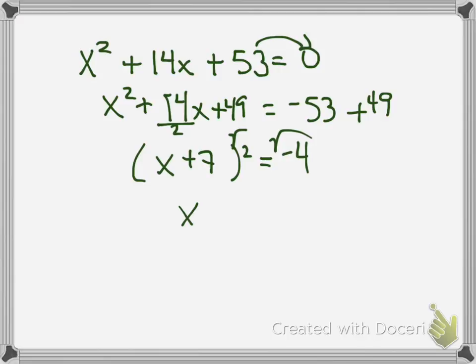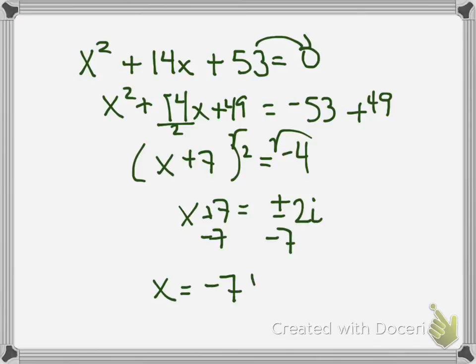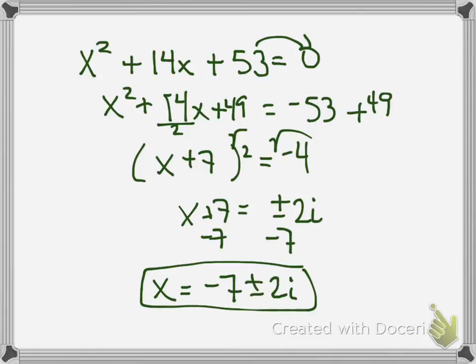Remember, when you take the square root of negative 4, the square root of 4 is 2, but the negative there makes it i, 2i. So we have plus and minus 2i. Now, if I try to subtract 7 from that, I actually can't, so I would leave it like that. Negative 7 plus or minus 2i.